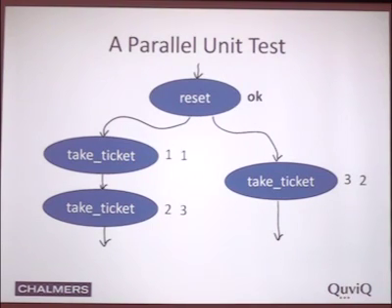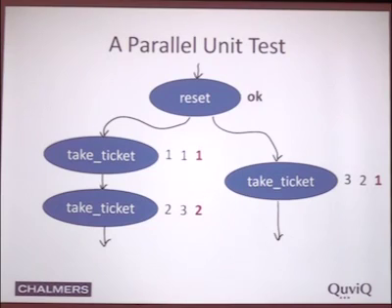It might be that this customer gets tickets 1 and 3, because in between taking those 2 tickets, the other customer got in and snatched ticket number 2. That's also okay. If we get those results, the test is passed. But if we get these ones, where both customers get ticket 1, then something has gone wrong.